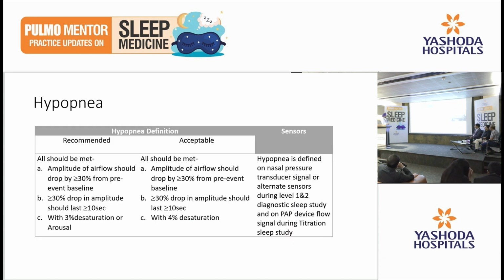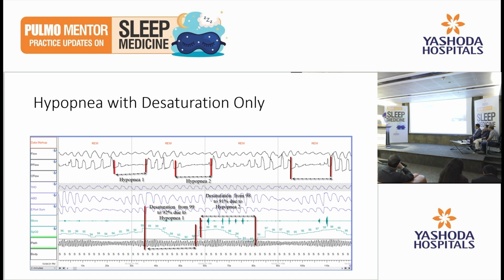Hypopnea, you have two definitions, recommended and acceptable. In the recommended definition, airflow has to drop by 30%, lasting for 10 or more seconds, associated with 3% desaturation or arousal. In the US, the insurance company says use the acceptable definition because it is associated with 4% desaturation and not arousal. Now, hypopnea may be associated with desaturation only.